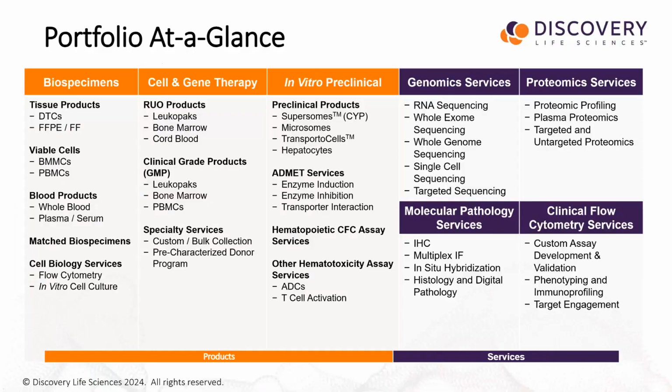Our portfolio at a glance is separated into two major sections. One is the products, and another one is the services side. On the product side, we have the biospecimens, cell and gene therapy, and in vitro preclinical. The services side is mainly divided into genomics, proteomics, molecular, and clinical flow cytometry services.